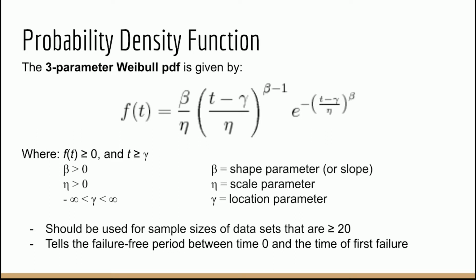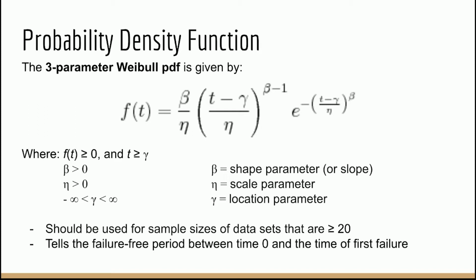The 3-parameter Weibull PDF is f of t equals beta over eta multiplied by (t minus gamma over eta) to the power of beta minus 1, multiplied by e to the negative (t minus gamma over eta) to the beta power. Here f of t is greater than or equal to 0 and t is greater than or equal to gamma. Beta is greater than 0 and eta is greater than 0. Gamma is between negative infinity and infinity.